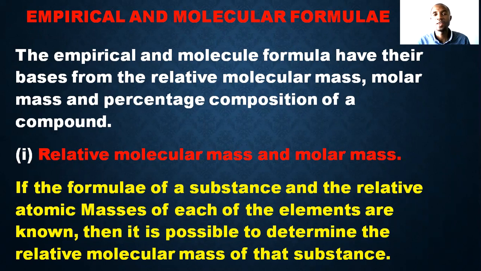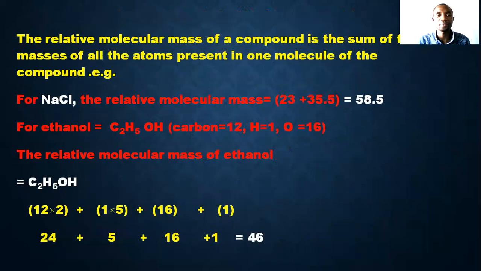You need the formula, and you need the values of the relative atomic mass of those elements. But at the same time, the relative atomic masses are fixed. You might have known them from your periodic table, but even if you don't know them, in most cases they will be given to you, and you use them to calculate. Now, how do we do it?